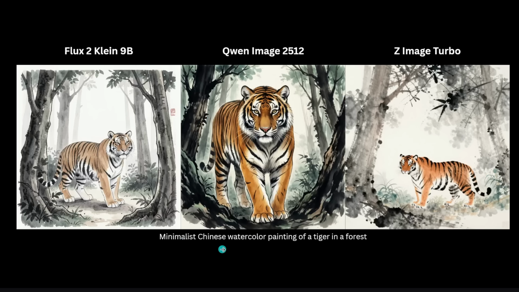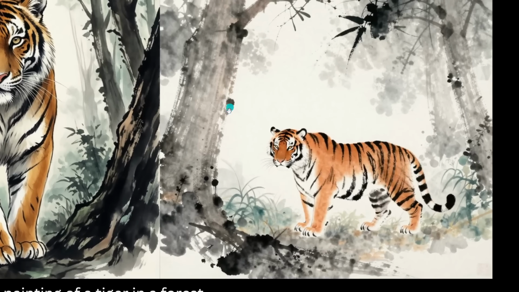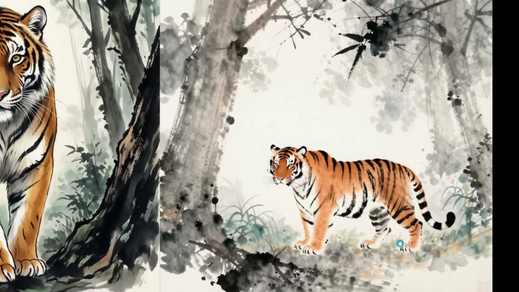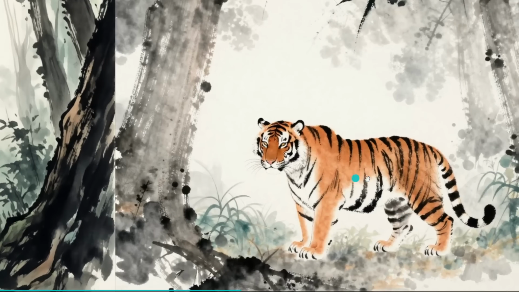Next, we have a minimalist Chinese watercolor painting of a tiger in a forest. Now, if you're not familiar with these Chinese watercolor paintings, it's kind of like using really abstract brushstrokes, and they don't use a lot of outlines defining anything. So I would say this example from Z Image is beautiful. You can see the trees and the leaves aren't really defined. These are just like really rough brushstrokes. Same with the tiger here, like nothing is really defined.